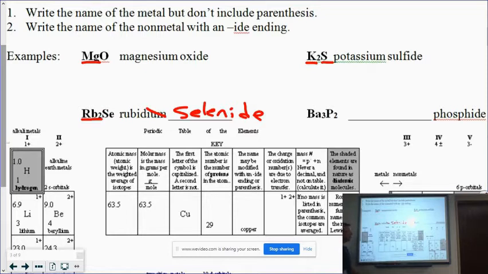Mr. Borowski, you want to do the next one? Sure. So here's our formula right here. We have Ba3P2. Ba is barium and P is phosphorus. But again, when you're naming these case A compounds, all we need to do is name the first element as it is. And then for the second element, we chop off the end of that and replace it with ide. So this turns into barium phosphide.